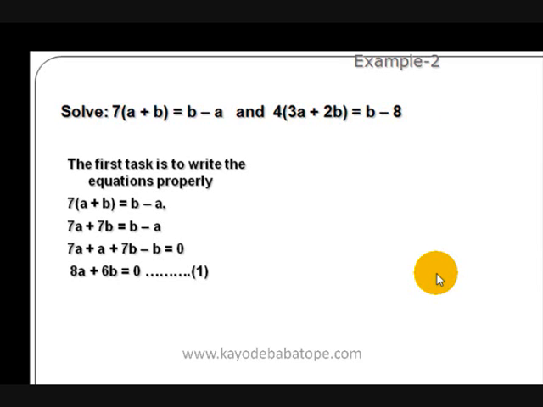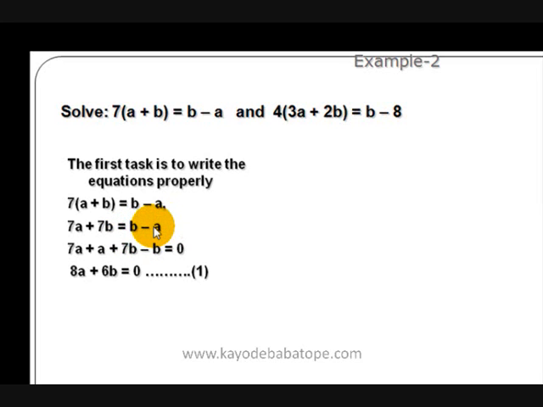Our first task is to try and write the equations properly in such a way that we have variables on one side of the equation and the constants on the other side. 7 into a plus b equals b minus a. This can be rewritten as 7a plus 7b equals b minus a.